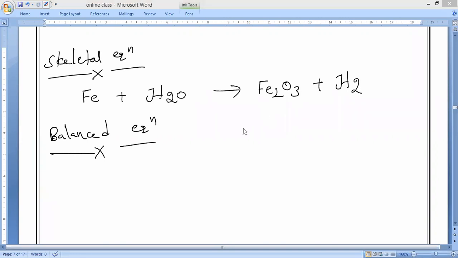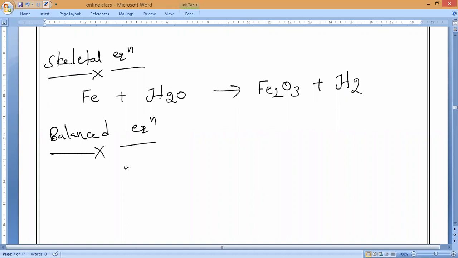So will you balance it or not? Balance it, and definitely you will get it. So the balanced chemical equation you will get: 2Fe plus 3H2O will give Fe2O3 plus 3H2. You have to get that equation.